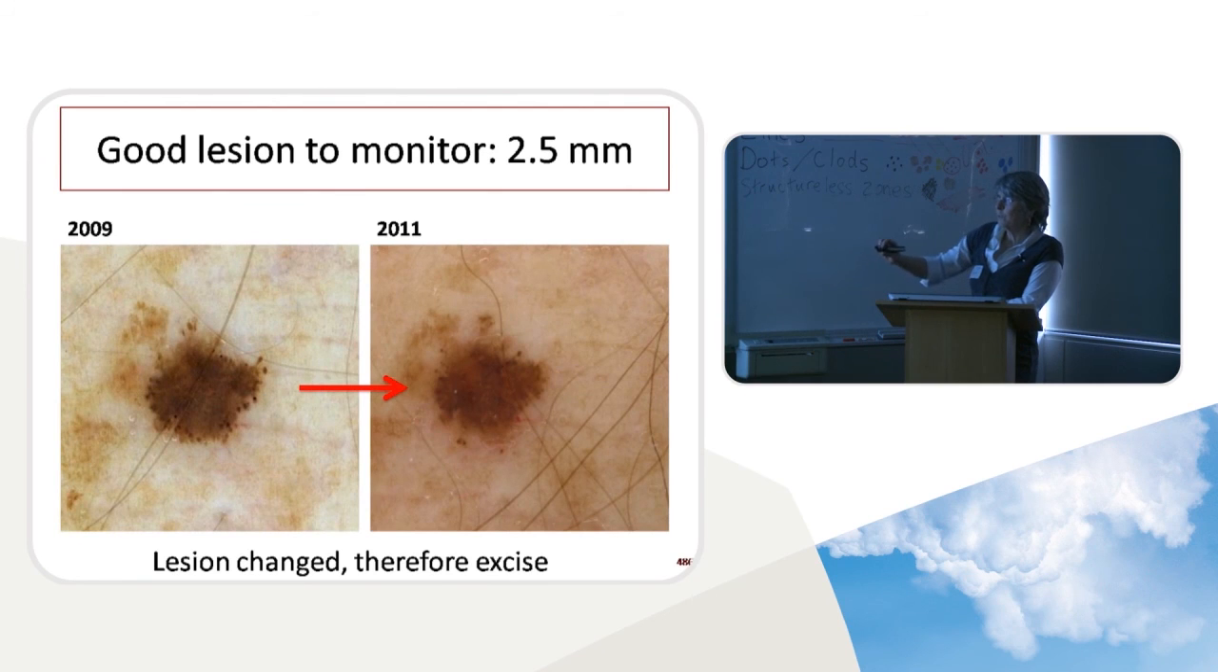So it's a good idea to monitor this one because it had that peripheral pattern of growth, and we wanted to make sure that it didn't become dodgy. Now it's still the same lesion. It hasn't become a melanoma. It's just grown and changed a bit. And that was excised and I think was benign.